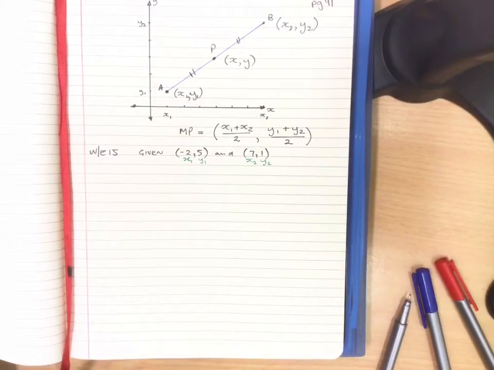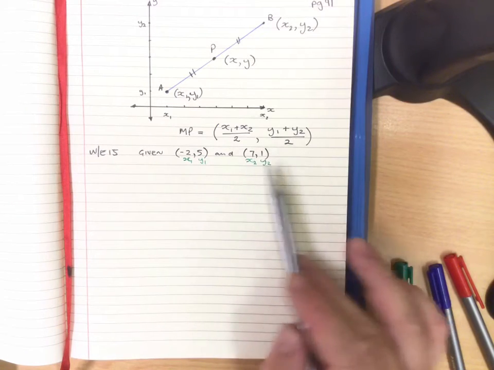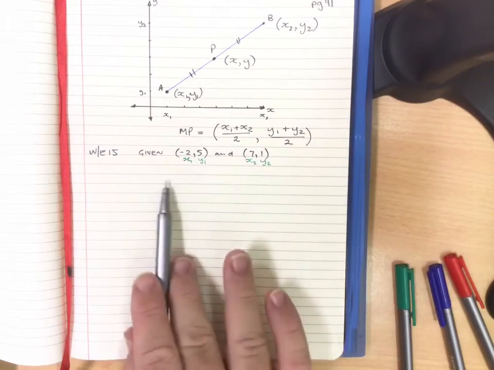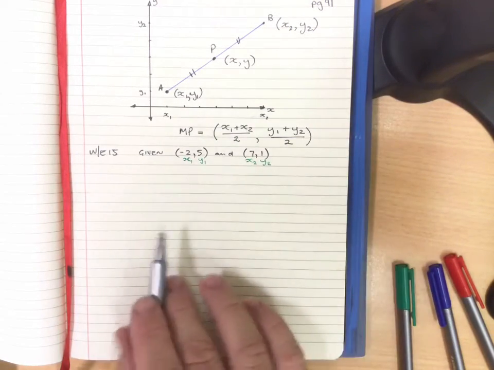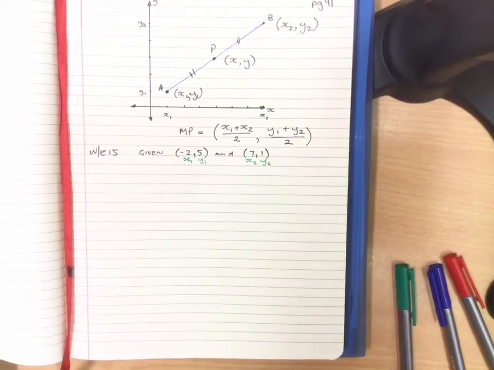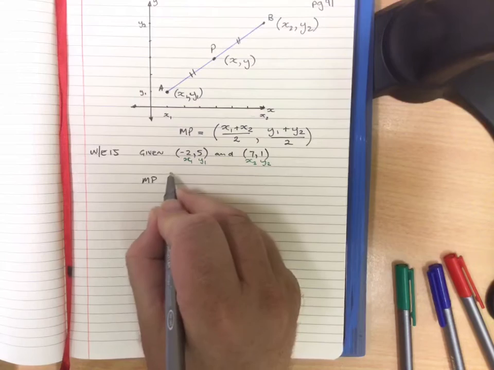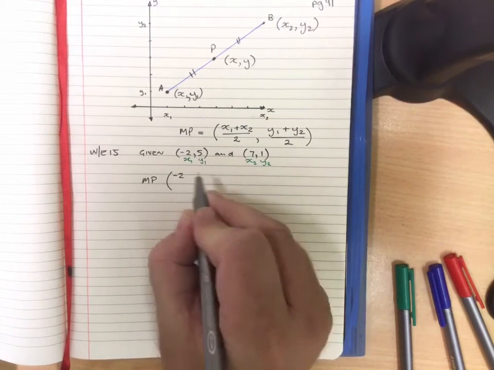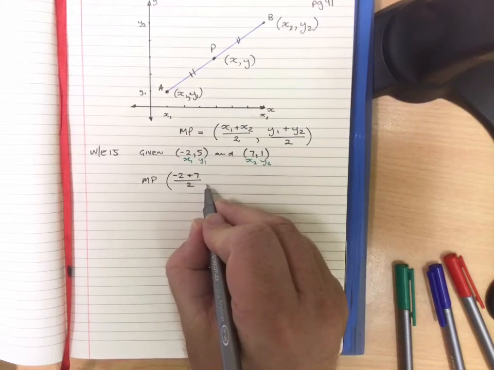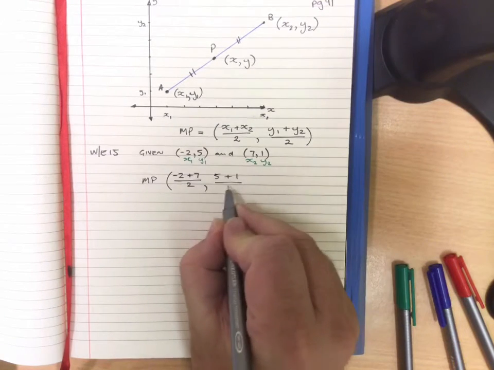Not as important in this case as when we're subtracting values, like in gradient and what we were doing yesterday with the actual distance between the 2 points. But still nice to make sure it's in the same order, and we go ahead with that. We're going to use this same midpoint formula. So the midpoint is, for x, -2 plus 7 divided by 2. And our y value is going to be 5 plus 1 over 2.